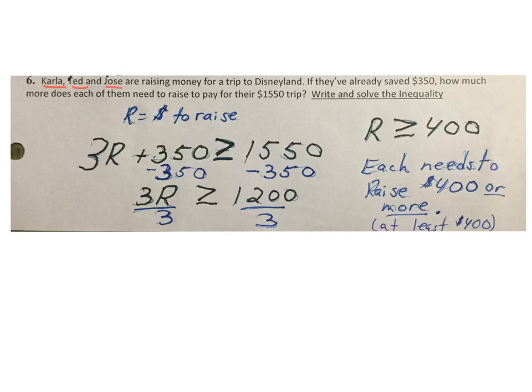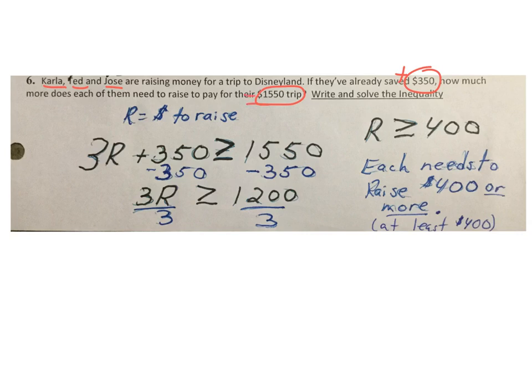Okay, let's go ahead and highlight or go through our wording. Carla, Ted, and Jose are raising money for a trip to Disneyland. If they've already raised this amount of money, so they already have that, $350, how much more does each of them need to raise to pay for their trip? And this is the amount of the trip. That's what it has to be.